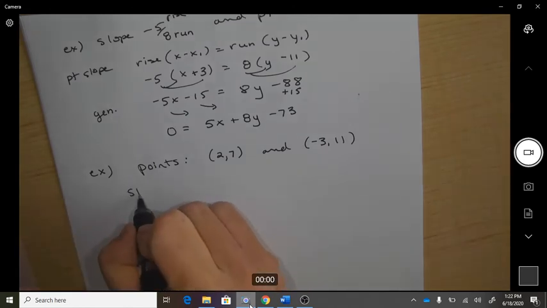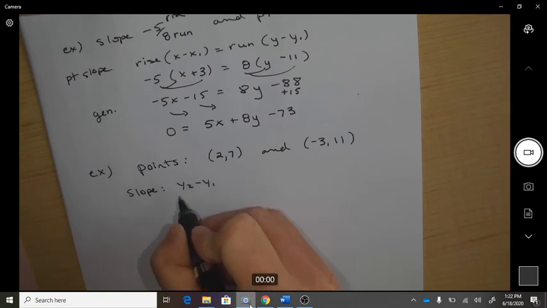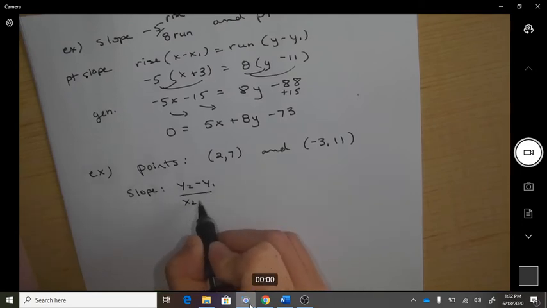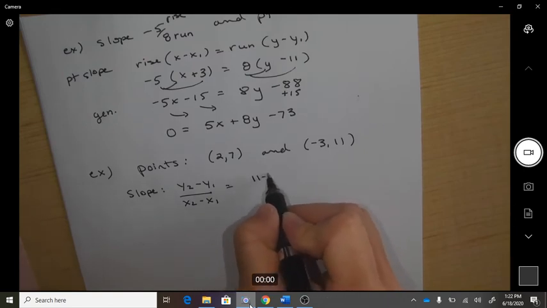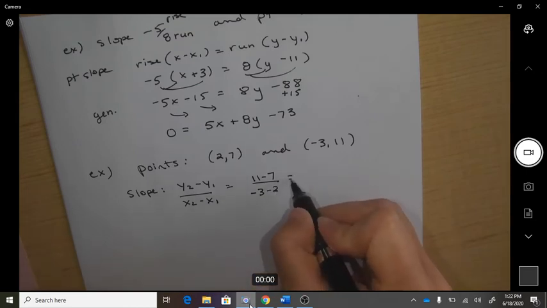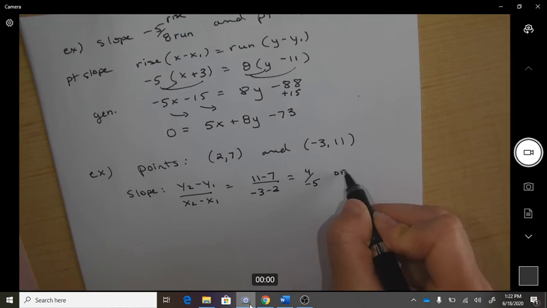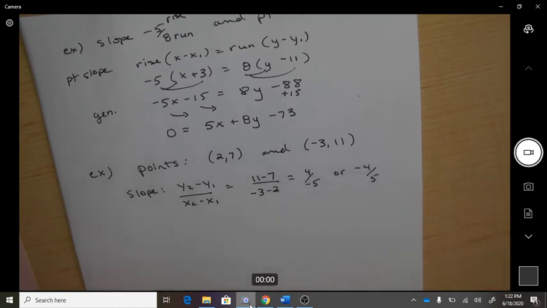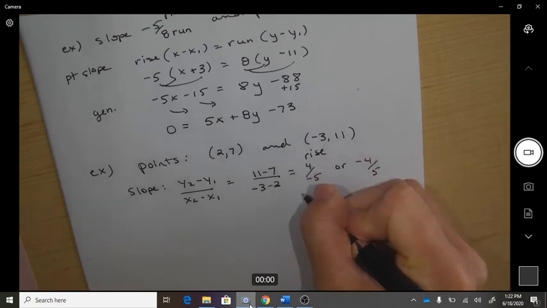So first thing I'm going to actually do here is calculate the slope. So do you remember it's the rise, the difference in the y's, over the run, which is the difference in the x's. So 11 subtract 7, -3 subtract 2, which is 4 over -5. Okay, it doesn't matter in that case. It just needs to be a negative number. One of them needs to be negative. So it doesn't matter. Okay, so this is my rise. This is my run.